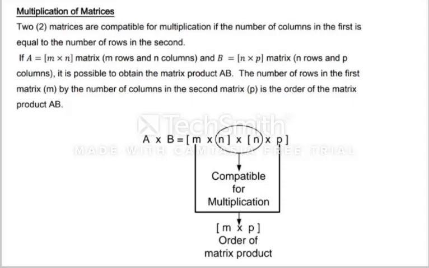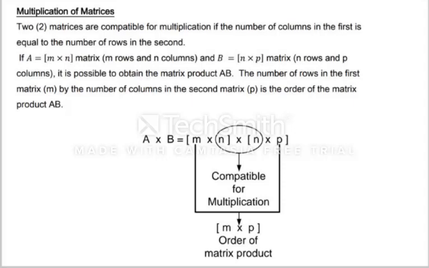So it's not like numbers, you can multiply any two numbers you feel like. But matrices is different. For you to multiply two matrices, the two matrices must be compatible for multiplication. And for the two matrices to be compatible for multiplication, the number of columns in the first matrix must be equal to the number of rows in the second matrix.